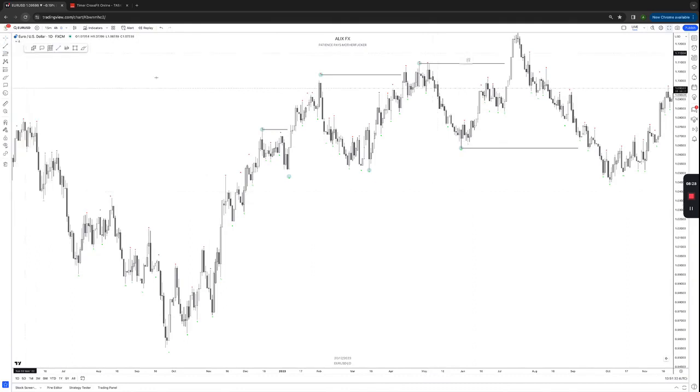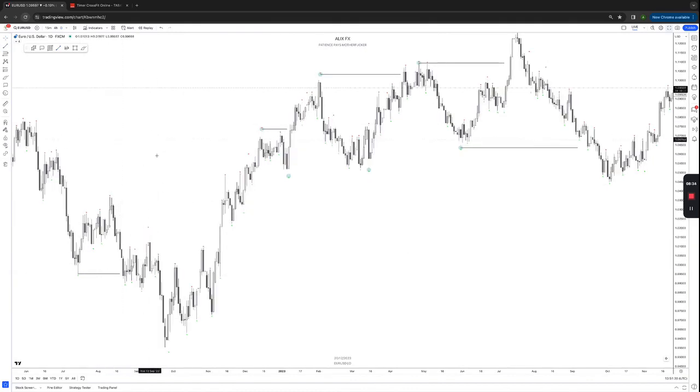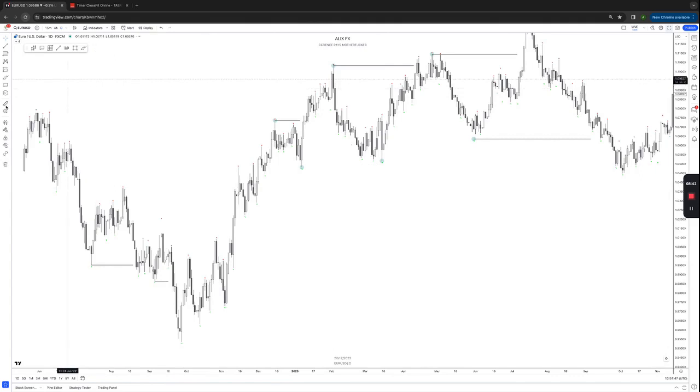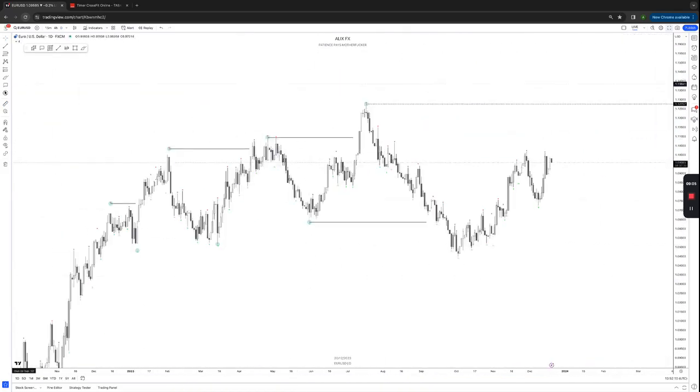we look at this nice clean break of structure here, we would be looking to see the pullback from this level up to here before we made a new low once again. And we can see that this pullback here, 420 pips, this pullback here, 330, this one here, 250, 500, 460, and again, so far, this pullback has completed around 500 pips.